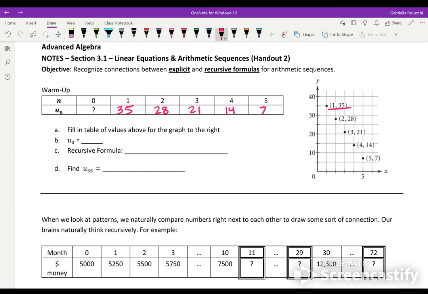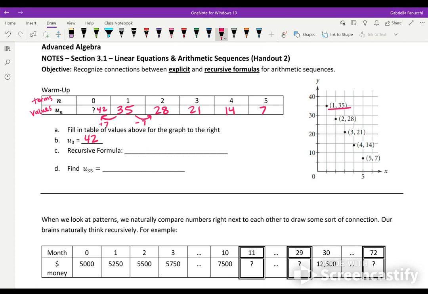So the 0 term. So again, these are our terms, and we have our values. Okay, so the 0 term. So if we look here, first things first, you need to know what the pattern is growing by. So from 35 to 28, 28 to 21, and so on and so on, I can see that we're subtracting 7. So if we're subtracting 7 to the right, to go backwards, you need to add 7. So that is why we're going to have 42 for the 0 term.